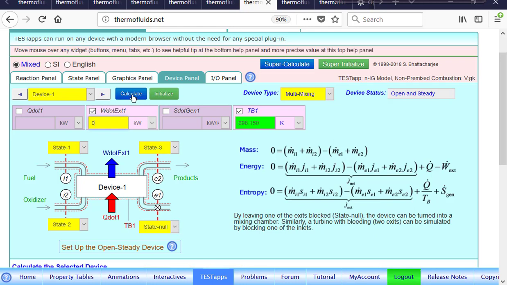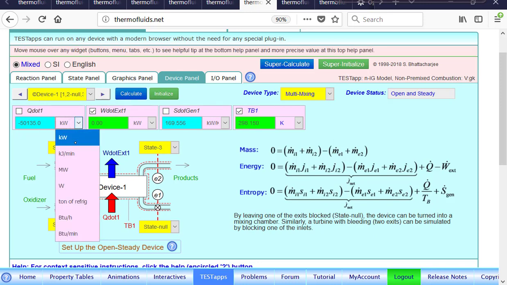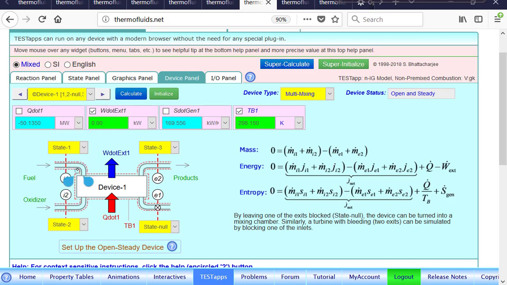And therefore, if I just hit the calculate button, it will calculate how much is the heat transfer, which is minus 50135 kilowatt, or 50 megawatt. So for 1 kg per second of fuel coming in, 50 megawatt of heat is being released. Negative means heat is getting lost. So therefore, the heating value must be 50 million joules per kg for methane.